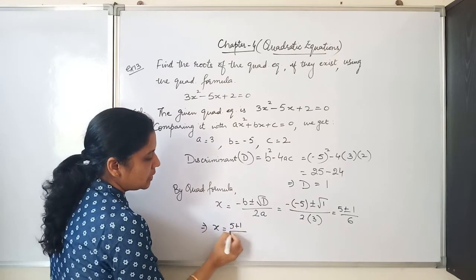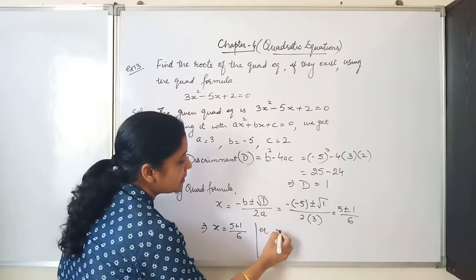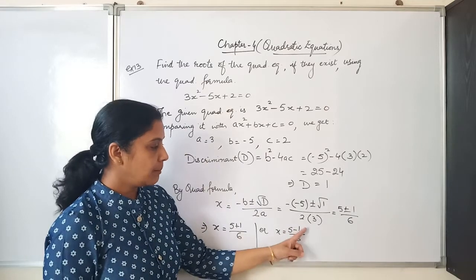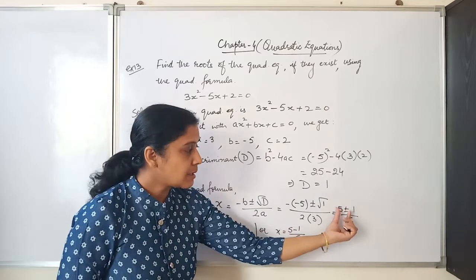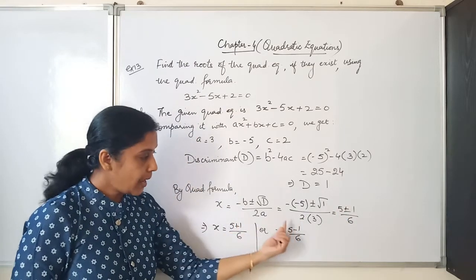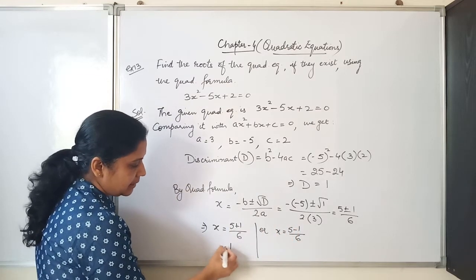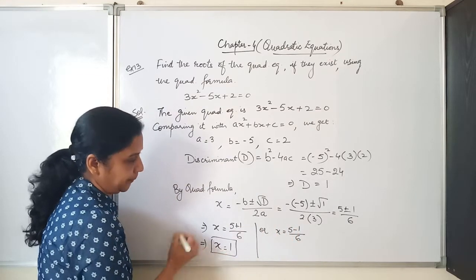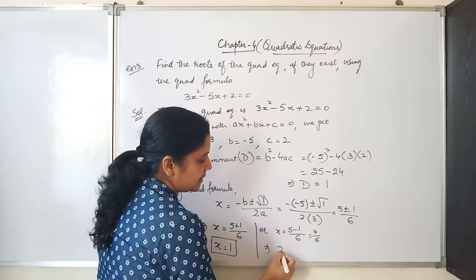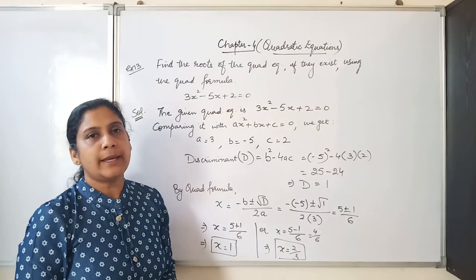So x is equal to 5 plus 1 divided by 6, or x is equal to 5 minus 1 divided by 6. Plus minus is written in front of 1, so you have to take a positive symbol for 1 and another case negative symbol for 1. 6 by 6, x is equal to 1. And on this side we get 5 minus 1, 4 by 6. When you simplify it, you get x is equal to 2 by 3.